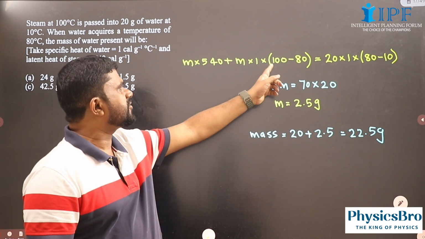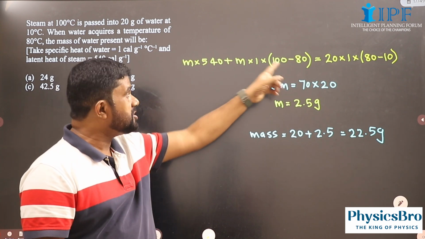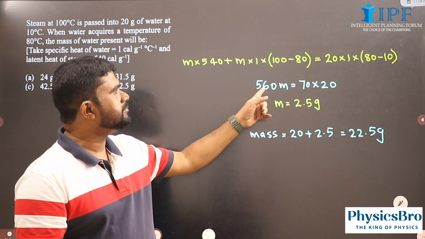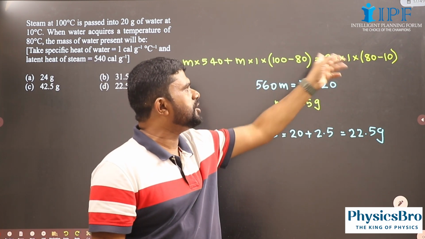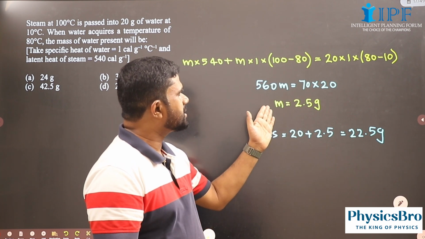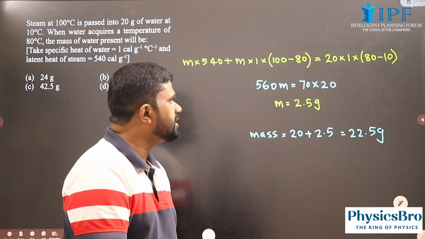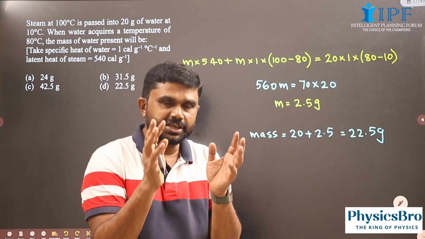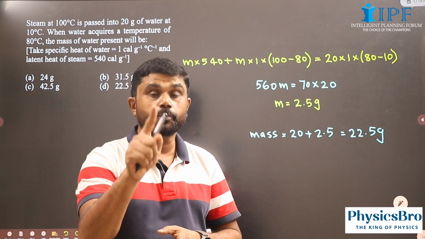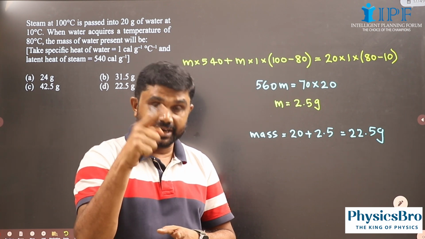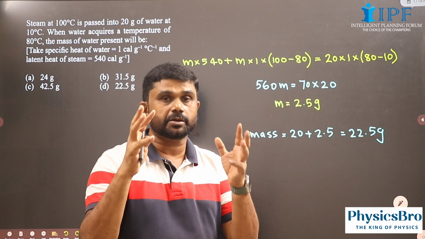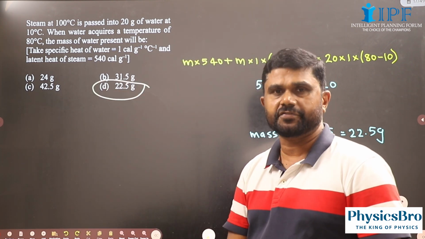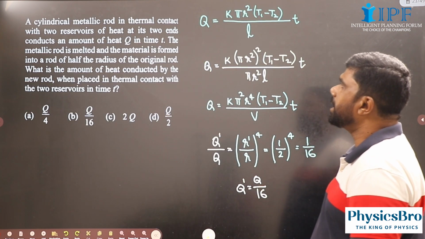Now see, here we have 100 minus 80, that is 20 m, plus 540 m, that will be 560 m. On the right side we have 70 into 20. So m will be 70 into 20 divided by 560, that is 2.5 gram. Initially there was 20 gram of water. Now 2.5 gram of steam condenses, so the total mass of water present will be 22.5 gram.